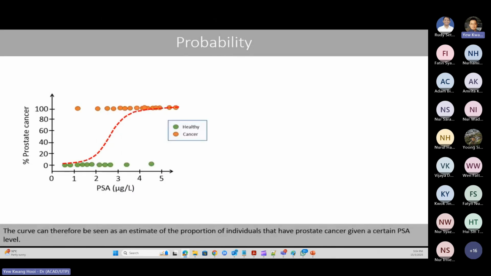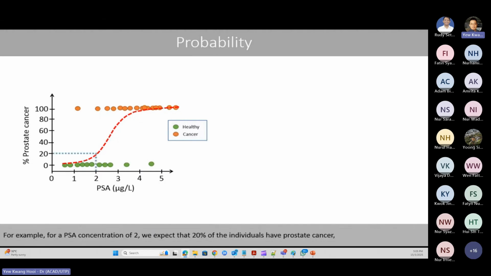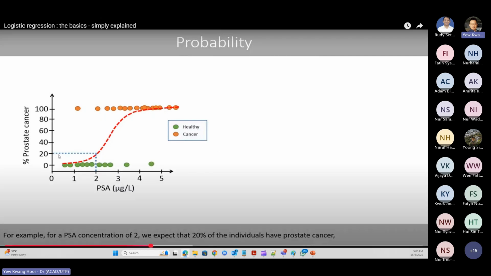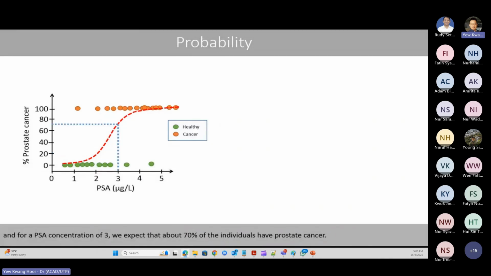The curve can therefore be seen as an estimate of the proportion of individuals that have prostate cancer given a certain PSA level. For example, for a PSA concentration of 2, we expect that 20% of the individuals have prostate cancer. So by having this curve, we can do prediction because we can just rely on this curve. We enter the X value, and then we can get the Y value, which is the probability of having prostate cancer. And for a PSA concentration of 3, we expect that about 70% of the individuals have prostate cancer.